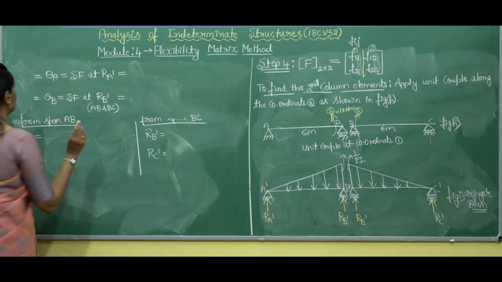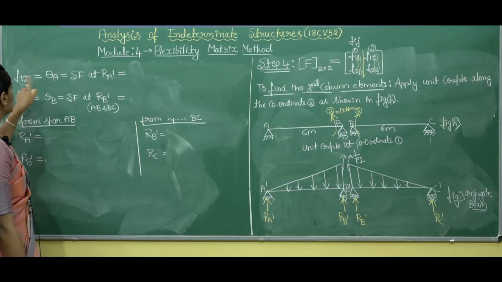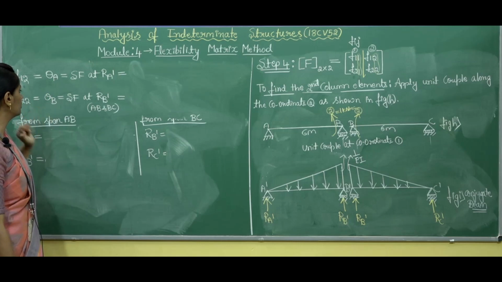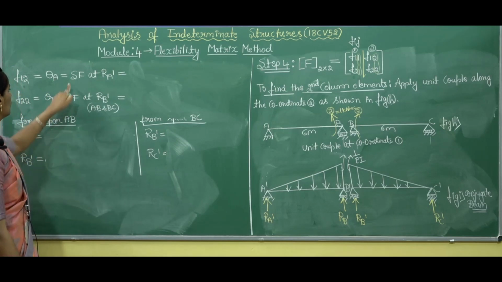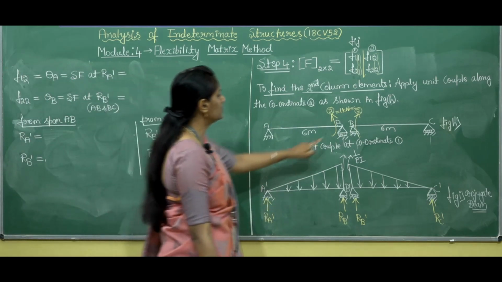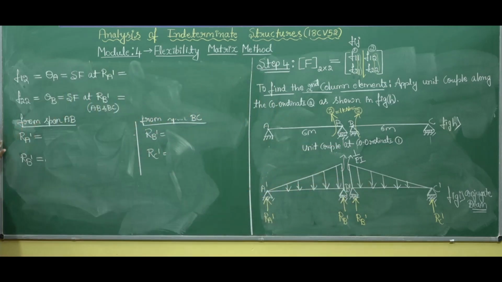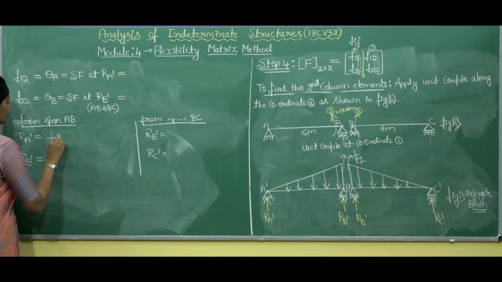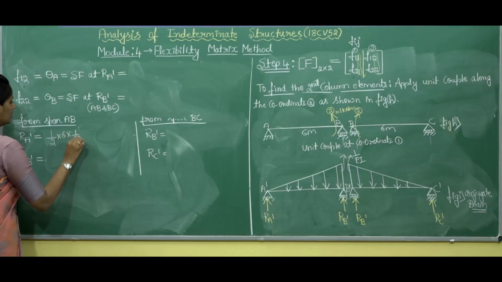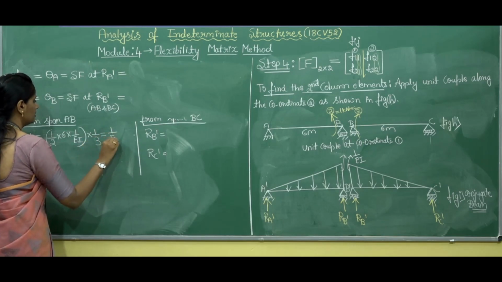So now to get the second column elements like F12 and F22, the displacement at coordinate number 1 is nothing but theta A, and the displacement at coordinate number 2 is theta B. So at A, if you want theta A, I need to find out RA dash, and if you want theta B, I need to find out RB dash from both the spans. So let us take the first span AB. So there RA dash, again write the load, half into base into height is 1 by EI. I want RA dash, therefore just multiply this load by 1 by 3. So this equals to 1 by EI.